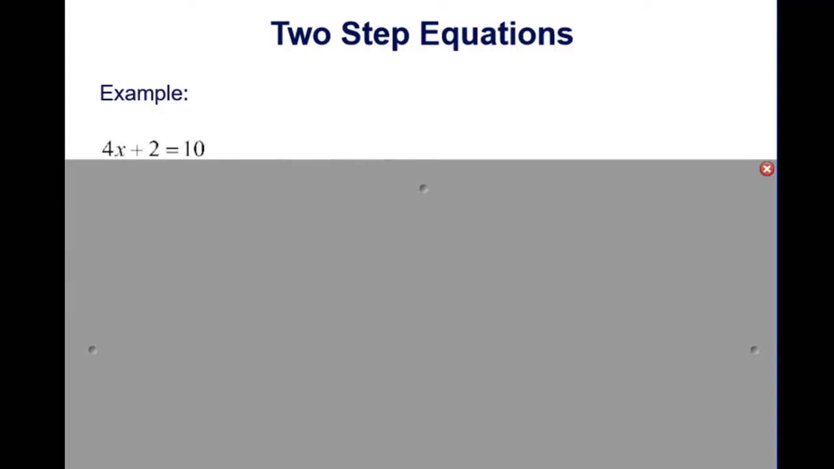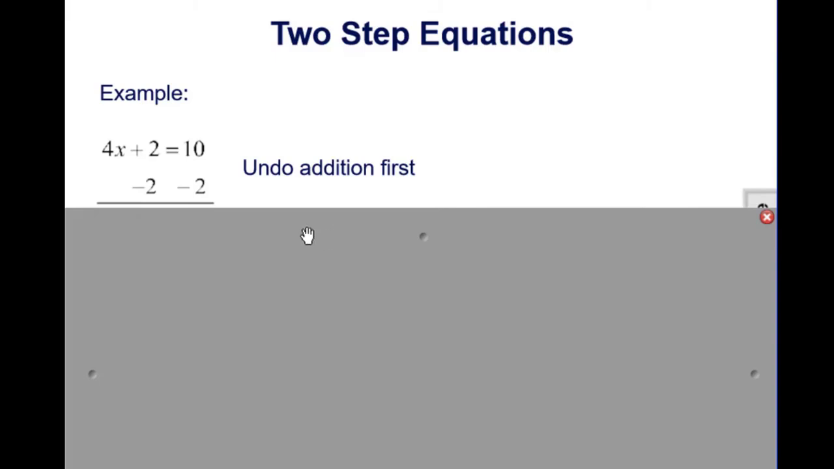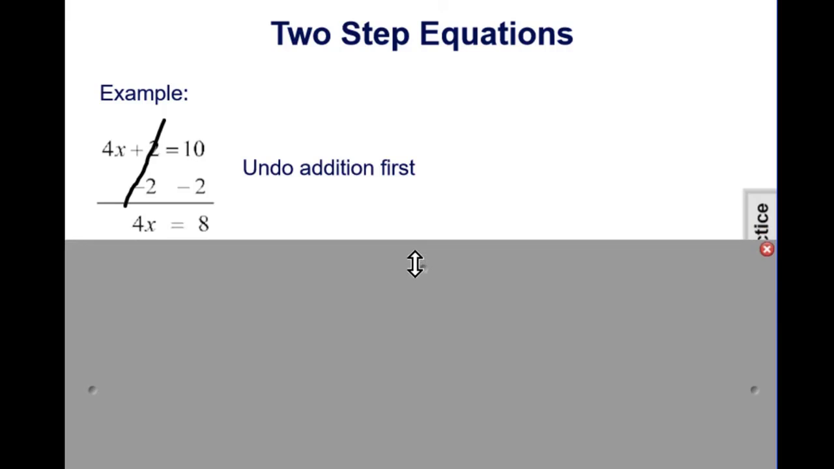Here's an example of a two-step equation where we're going to look at 4x plus 2 equals 10, and our directions are to solve. So first we're thinking of SADMEG, we want to undo the addition and the subtraction. So here the addition is plus 2, so we have to undo the addition first by subtracting 2 from both sides. That will cancel out the adding 2, and we have to do it to both sides of the equation to keep the balance, so we will have 4x equals 8. So that did the subtraction, the addition.